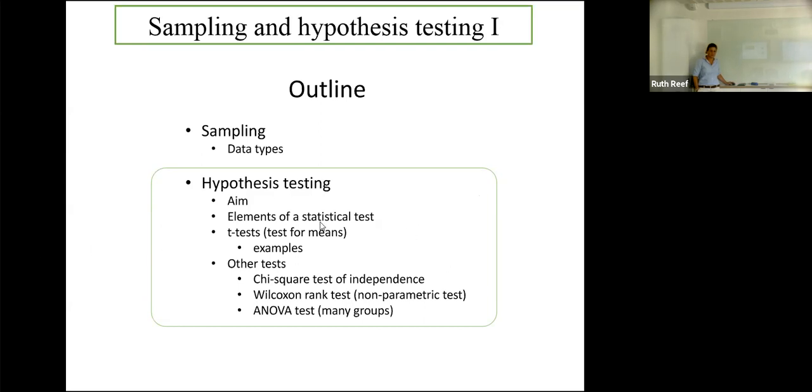And then we're going to look at the elements of a statistical test. What are the processes we go through? We're going to talk about the t-test first of all, and I'll give you lots of examples there, and then we'll talk about some other tests like the chi-square, the Wilcoxon rank test, and the ANOVA. So again, stats are actually quite easy to do. It's just a matter of knowing which test to apply to which conditions.